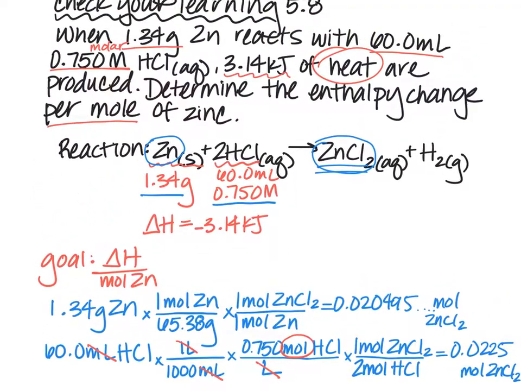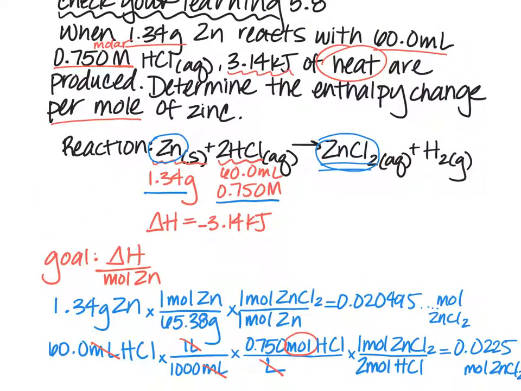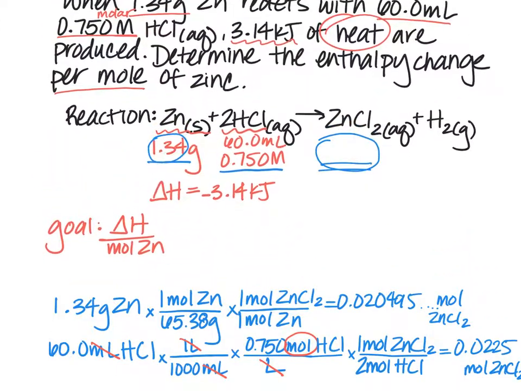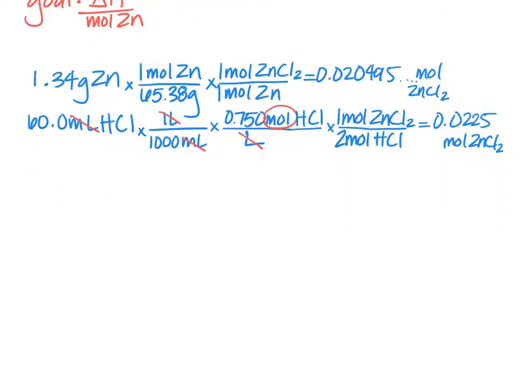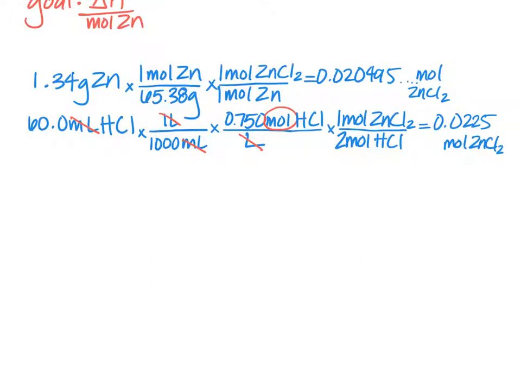But let's go back up to the problem and see what it's asking for. It says in this case that 3.14, I'm going to circle this, 3.14 kilojoules of heat are produced. So I want to know how much would be produced if I had 1 mole of zinc. So really the objective in this problem is to figure out how much heat is produced for 1 mole of zinc, given the information of the heat produced for 1.34 grams of zinc.